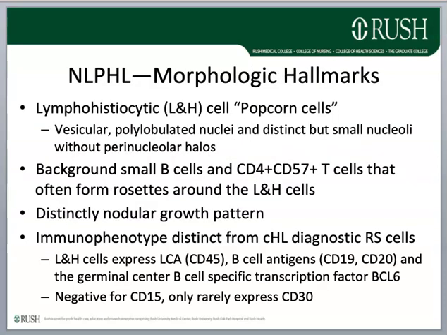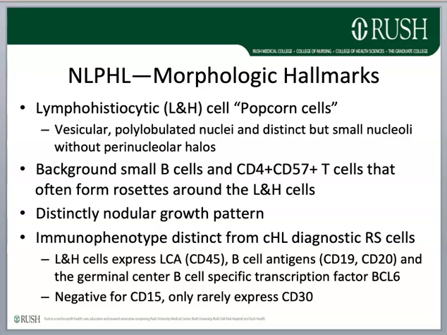A key morphological feature of nodular lymphocyte predominant Hodgkin lymphoma is the presence of an atypical variant of the Reed-Sternberg cell known as the lymphohistiocytic, LNH cell or LNH variant. These cells have vesicular polylobulated nuclei and distinct but small and usually peripheral nucleoli without the perinucleolar halos that you see in classic Reed-Sternberg cells. The term popcorn cell is sometimes used for these cells because the nucleus resembles an exploded popcorn kernel.